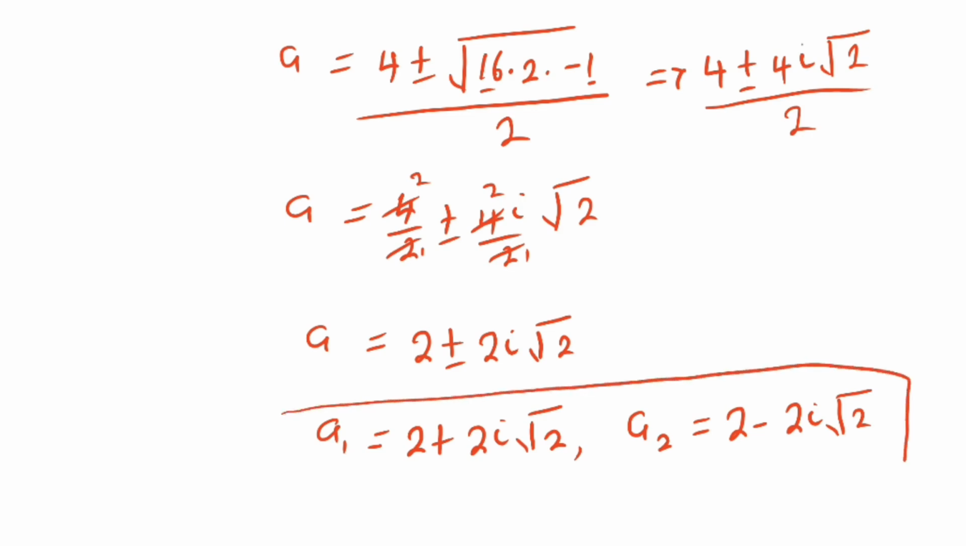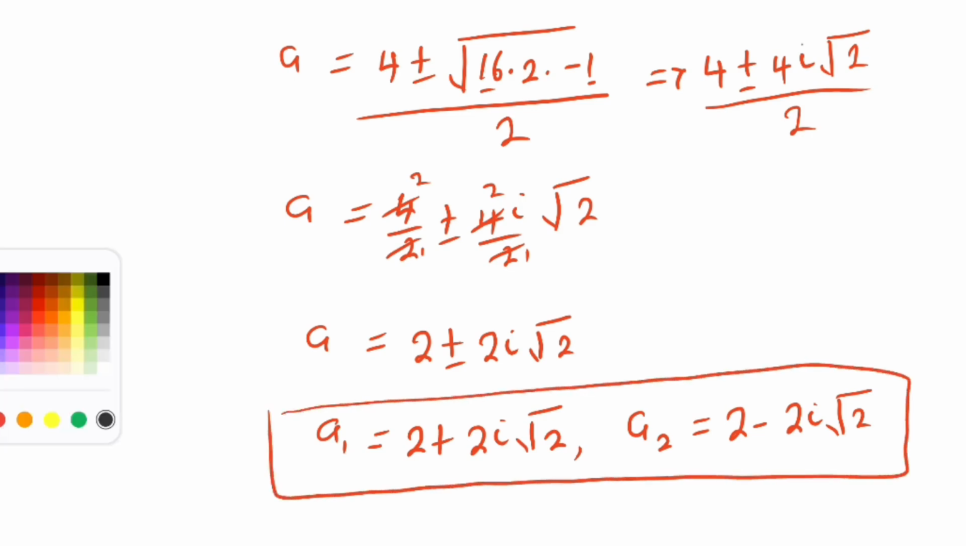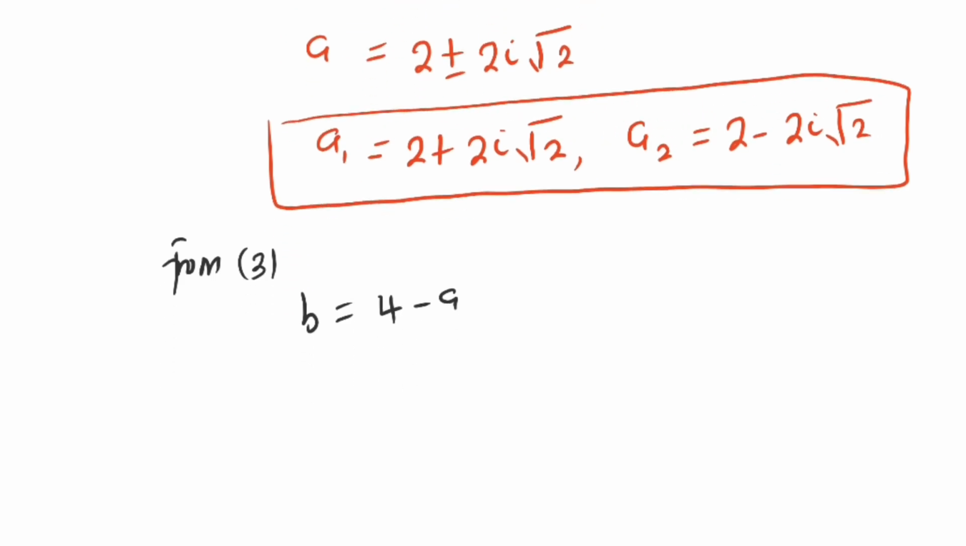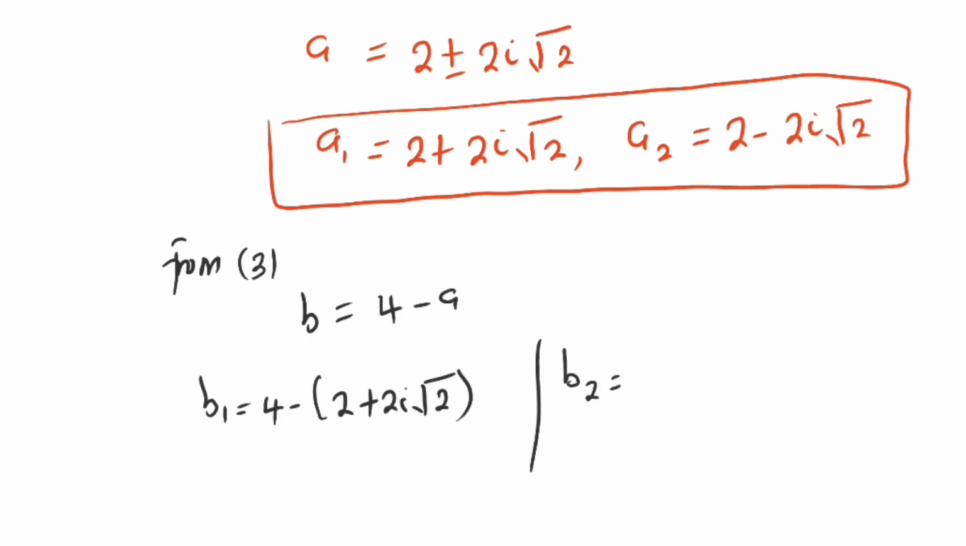These are the values of A. We've got the value of A. Let us solve for B. To solve for B, from equation 3, B is equal to 4 minus A. Now B1 is equal to 4 minus A1, which is 2 plus 2I root 2. And B2 is equal to 4 minus 2 minus 2I root 2.